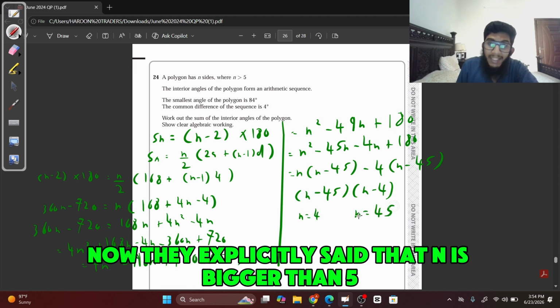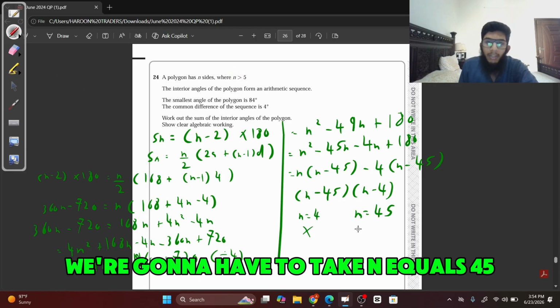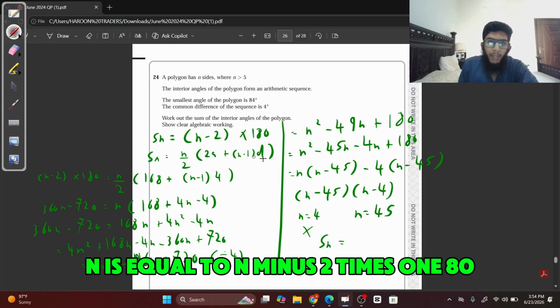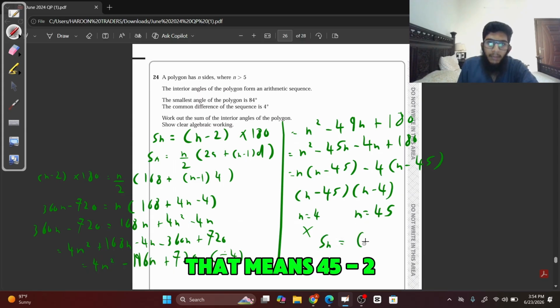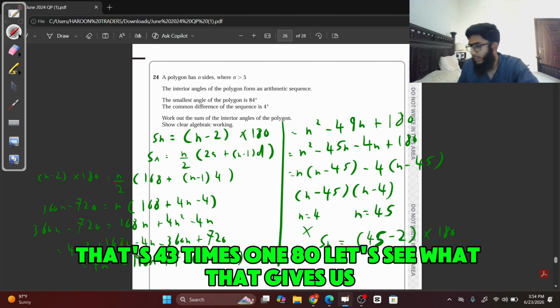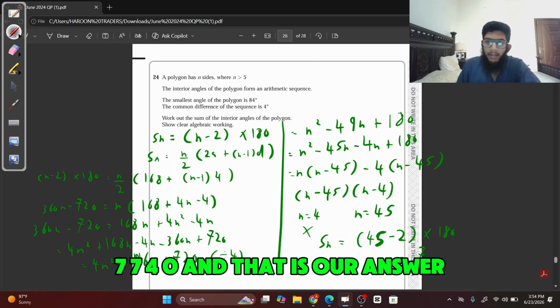Now they explicitly said that n is bigger than 5. That means we cannot take this value, we're going to have to take n equals 45. Now find the sum. Sn is equal to n minus 2 times 180. That means 45 minus 2, oh, sorry, 45 minus 2 times 180. Okay, that's 43 times 180. Let's see what that gives us. 7740. And that is our answer.